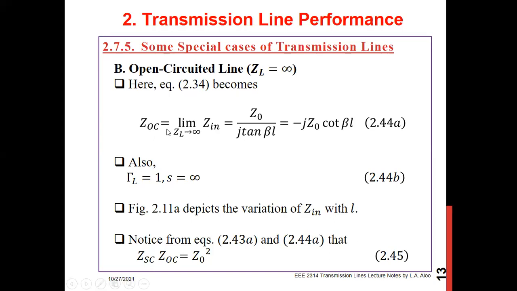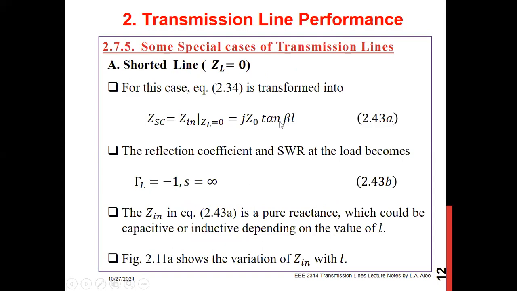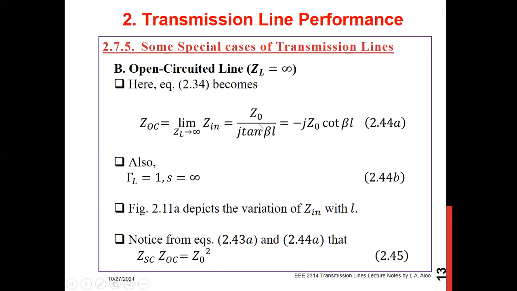In this case, we call it the open circuit impedance, ZOC. It will be equal to the limit of Zin as ZL approaches infinity. From equation 2.34 for the lossy line, the limit as ZL approaches infinity of that expression for Zin will evaluate to Z0 over j tan βL. Here we had jZ0 tan βL; here we have Z0 over j tan βL.